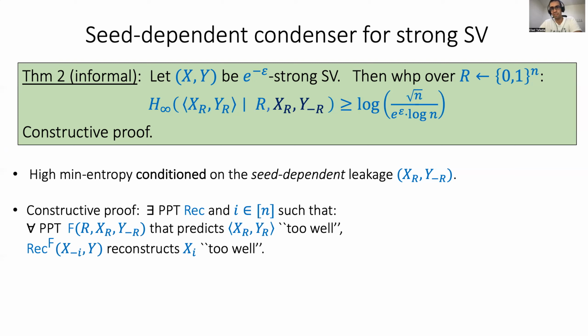Again, the proof is constructive, meaning that there exists a PPT Rec and some index i, such that for every PPT F that, given R, XR, Y minus R, predicts the inner product of XR, YR too well, Rec, given oracle access to F and given X minus i, Y, can reconstruct the missing coordinate Xi too well, which violates the assumption that XY are a strong SV source. Again, because the proof is constructive, the theorem is also applicable for computational strong SV sources.